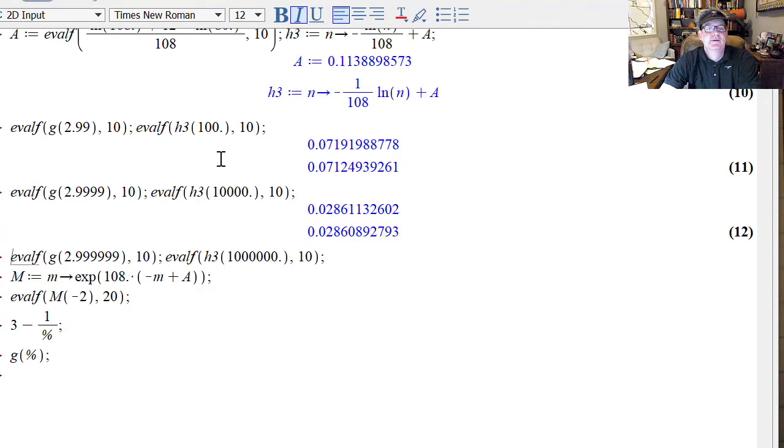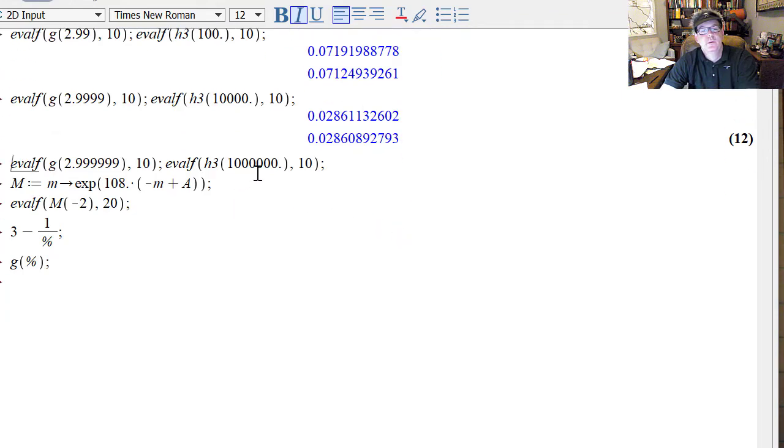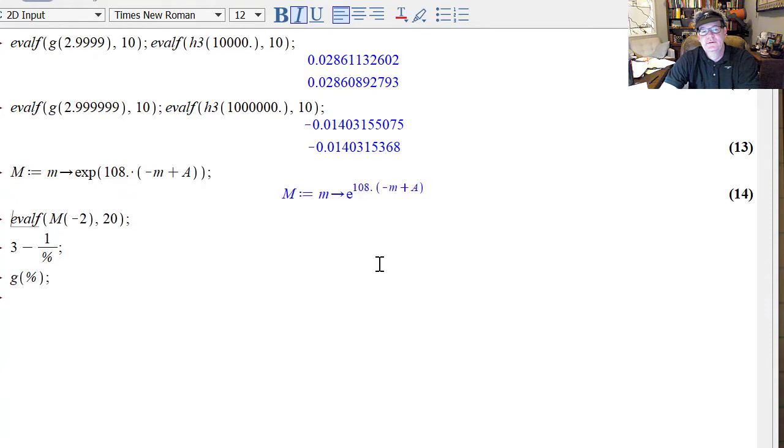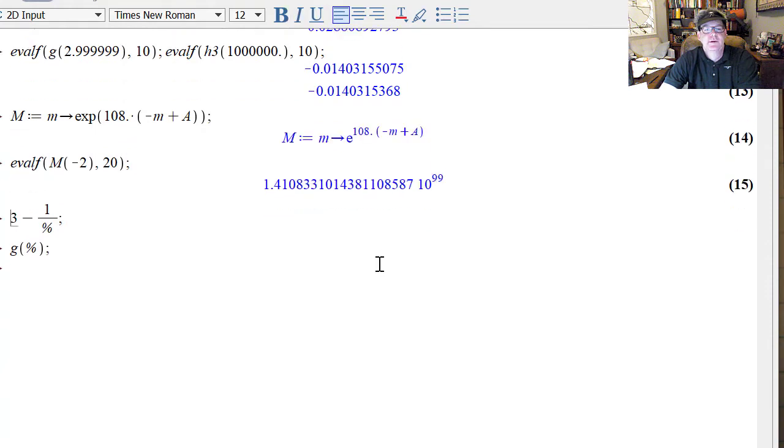Now, what am I at to? Looks like, is that 1 million or 10 million, I think. Can't tell. So 10 million, and then this matches. So 3 minus 1 over 10 million would be this value. And then, as I did before, if I want the function to reach -2, this is what n has to be. Almost 10 to the 100. And then 3 minus 1 over that. So that's how close to 3 we have to be.